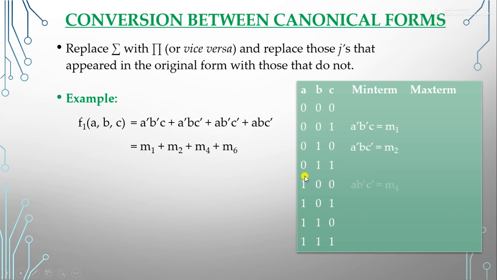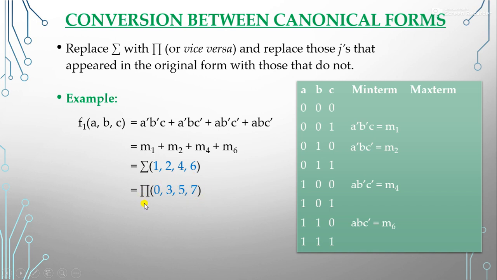Now a b' c', this is m4, and a b c', this is our m6, right? Now we need to convert this into the CNF, meaning product of sums form. So in the summation form we can write this as summation of 1, 2, 4, 6, right? After that this will be equal to the product of what is remaining here: 0, 3, 5 and 7.